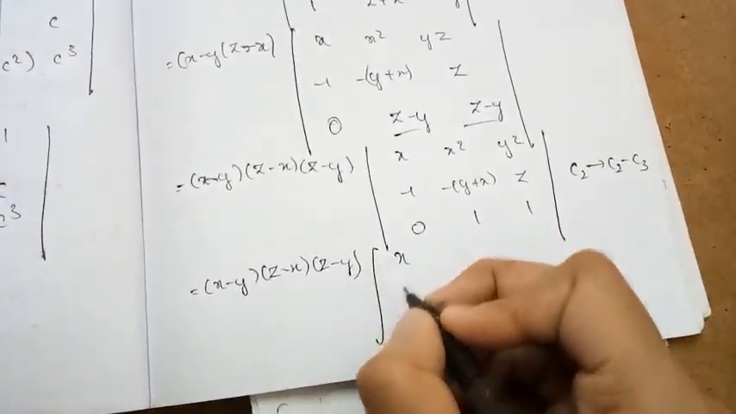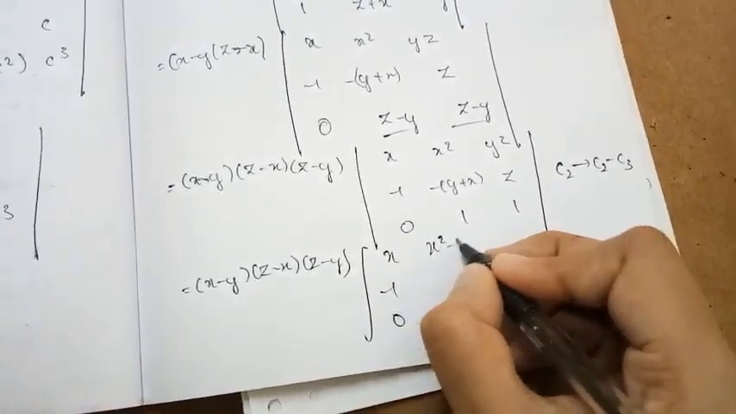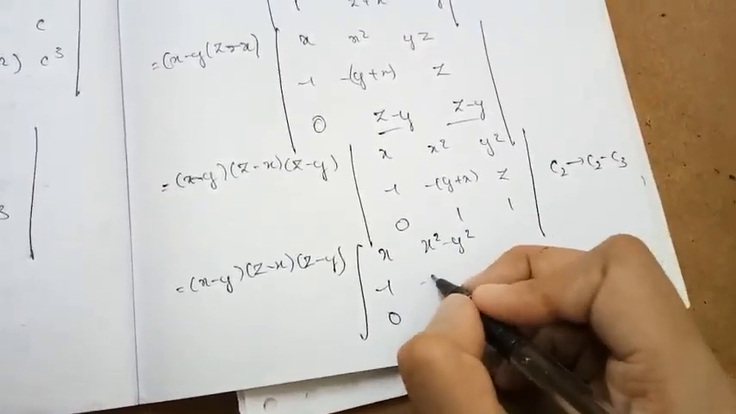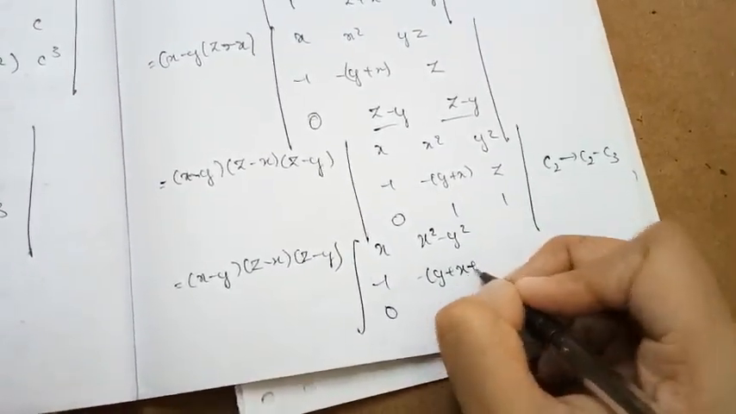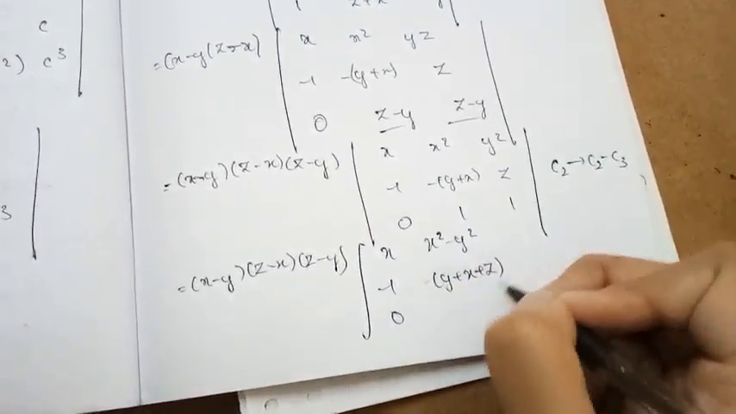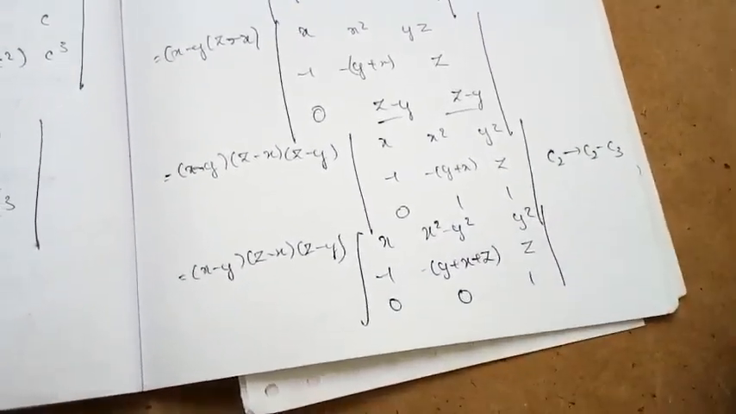Here it is nothing but minus 1, 0. There is a change in the second row: that is x square minus y square, minus of y plus x. Here also this becomes minus z. Since minus is common, I can write it as it is. Here 0, y square, z minus 1.